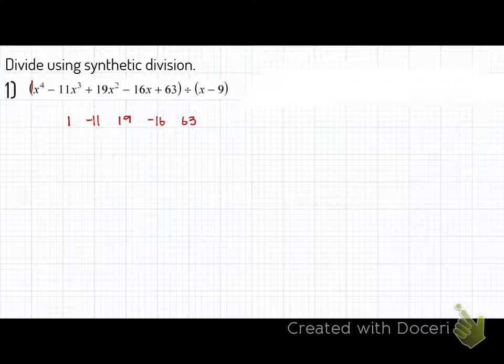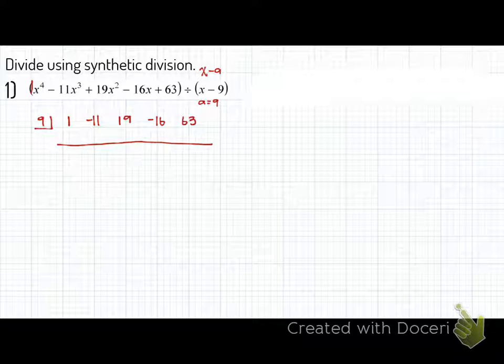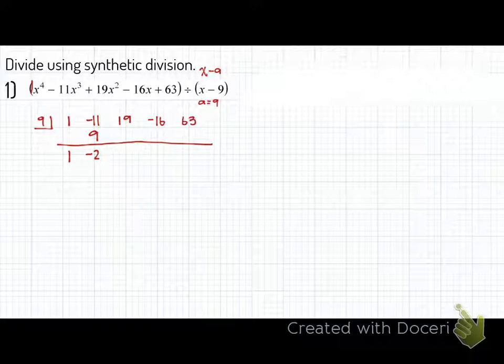Then I ask myself, what's a equal to? It should say x minus a in my divisor, but it says x minus 9, so that means a has to be equal to 9. I just picked the number that's after the minus sign. Then I draw a long line. I have a little box in the corner with a 9. And then I work from top to bottom, starting with this first term. What's 1 plus nothing? 1. 1 times 9 is 9. Negative 11 plus 9 is negative 2. Negative 2 times 9 is negative 18.